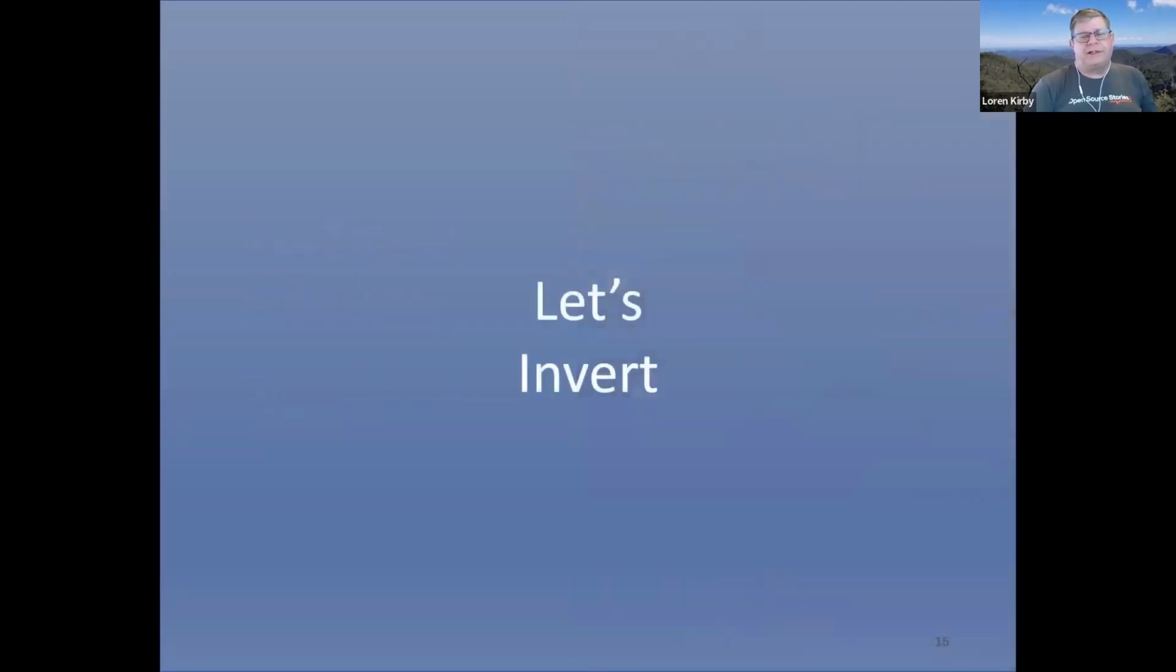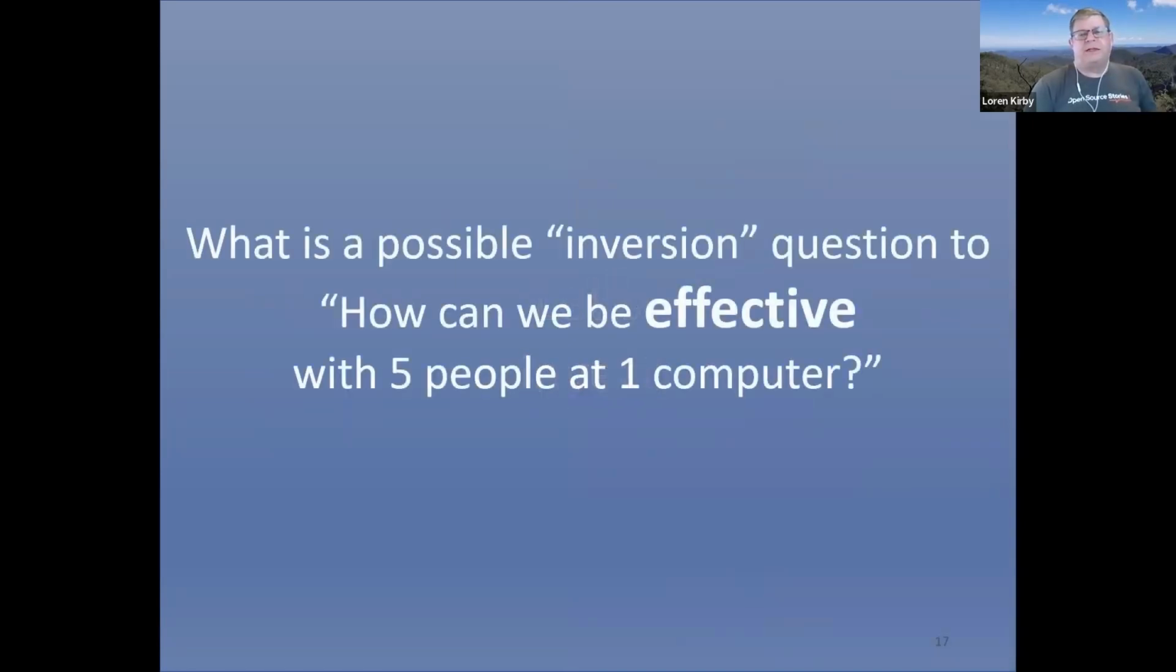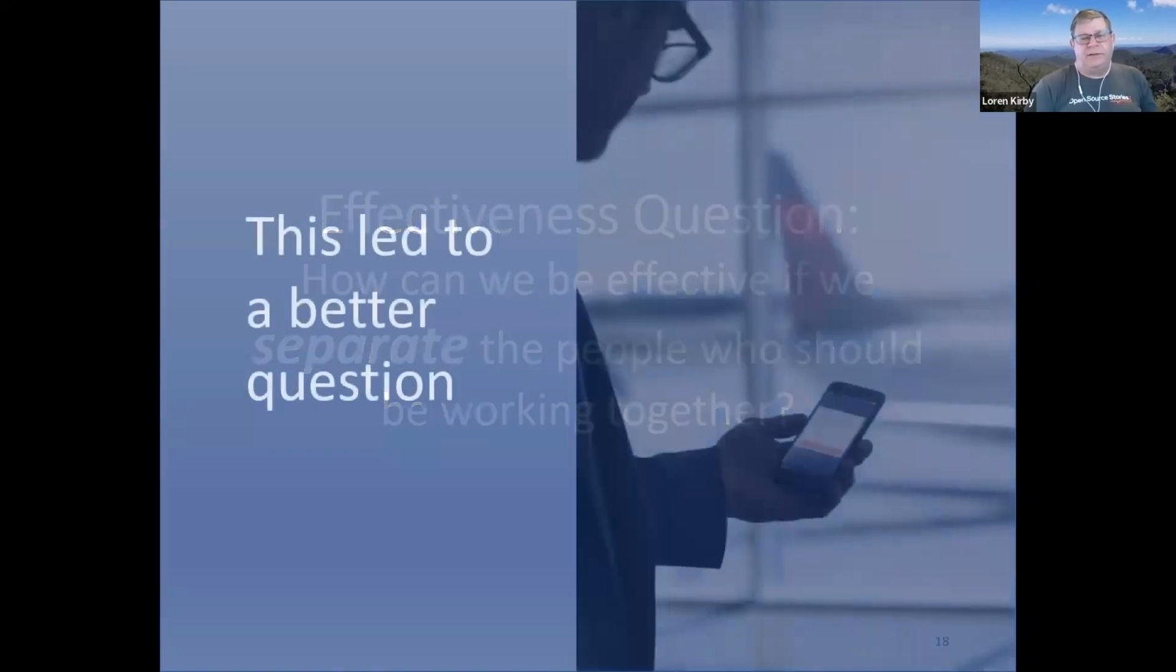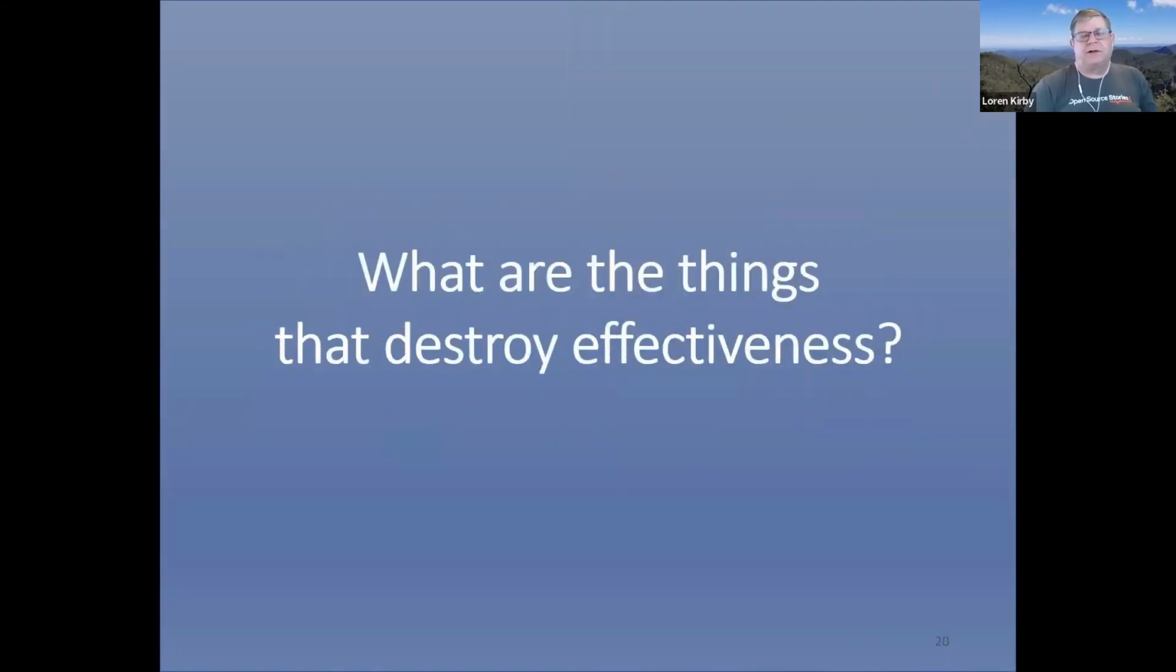The person I collaborated with on this PowerPoint said, I wanted a better question. And to get to the better question, we said, okay, let's invert. Let's look at it the other way around. What is a possible inversion to the question, how can we be effective with 5 people working at one computer? A way of looking at that is to say, how can we be effective if we separate the people who should be working together? And this led to an even better question: what are the things that destroy effectiveness?